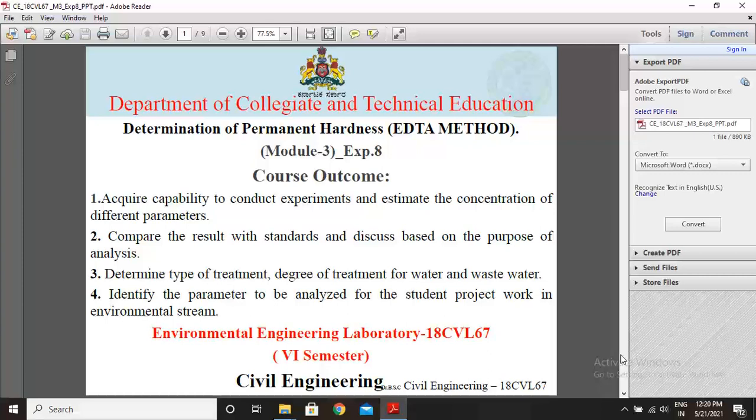The title of the subject is Environmental Engineering Laboratory and the subject code is 18CVL67. This comes in the 6th semester of the Civil Engineering Department.